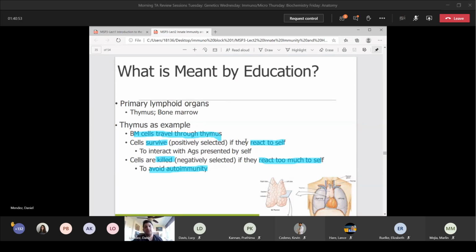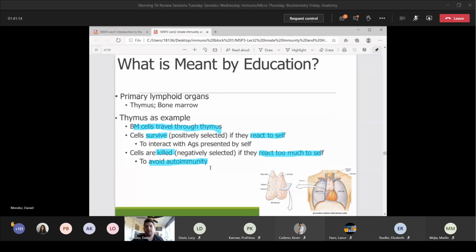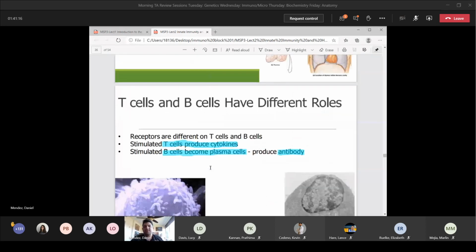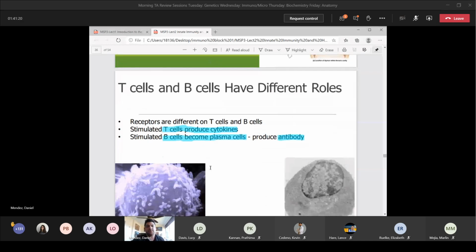If it reacts too much, then we have autoimmune disorders, which is something we're going to talk about as well. So if a cell in the education reacts somewhat to self, then it survives. So it's positively selected. If it reacts too much, then we kill that cell because it's negatively selected, because we want to avoid that autoimmunity. Remember, this is just an overview of it. We will get way more into it as we get down into the actual lectures.